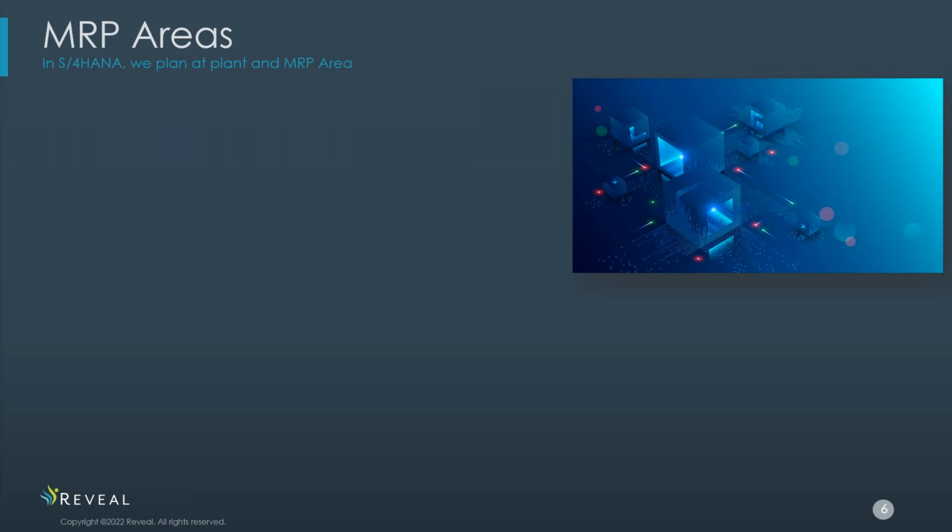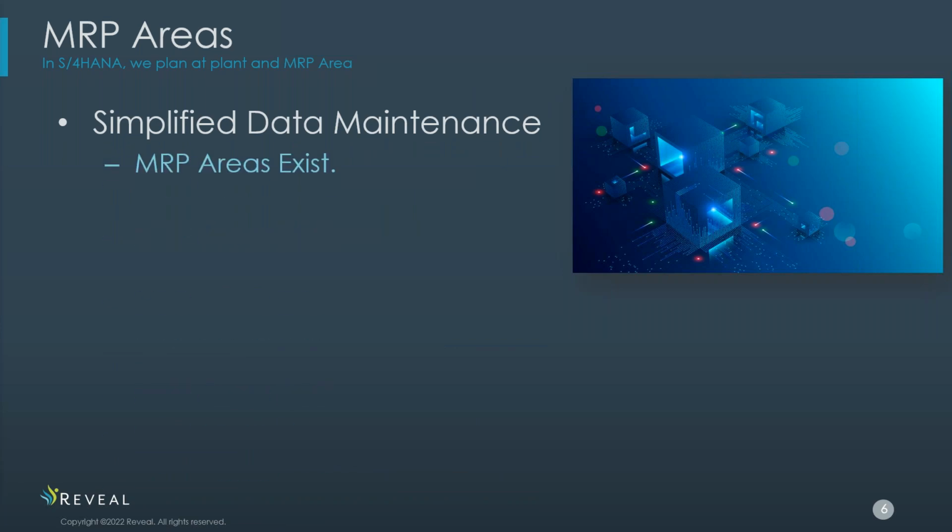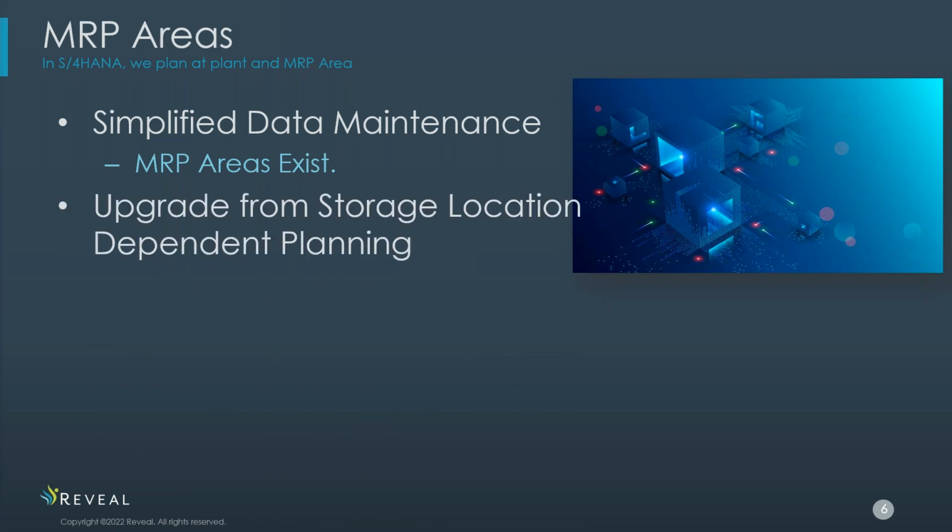One of the first significant changes that we're going to see in S4HANA is that MRP areas are now part of our environment. So the period at the end here is important. MRP areas exist, period. The great news for us, though, is that the data maintenance is now simplified to make it much, much easier for us to be able to use these and to maintain them appropriately. This is an upgrade from storage location dependent planning. So if you're doing that right now, this is an opportunity for you going forward.